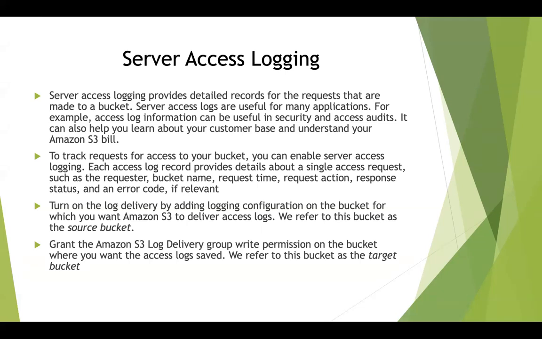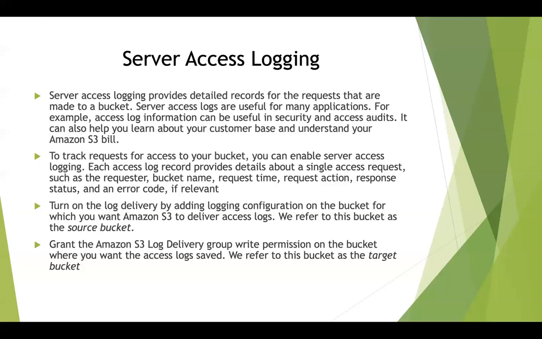To track requests for access to your bucket, you can enable server access logging. Each access log provides details about a single access request, such as who the requester is, what the bucket name is, when the request was done, that means at what time, and what the request action was, whether it was a GET request, a PUT request, or a DELETE request. Then the response status: whether it was a 200 successful response, a 201 successful created response, or an error code, probably a 400 or a 500 response. Okay, so these are some of the details that you will be able to find in a log file that is presented to you by the S3 log delivery group.